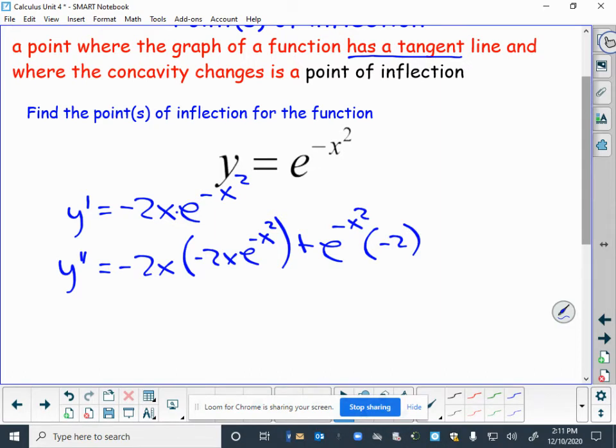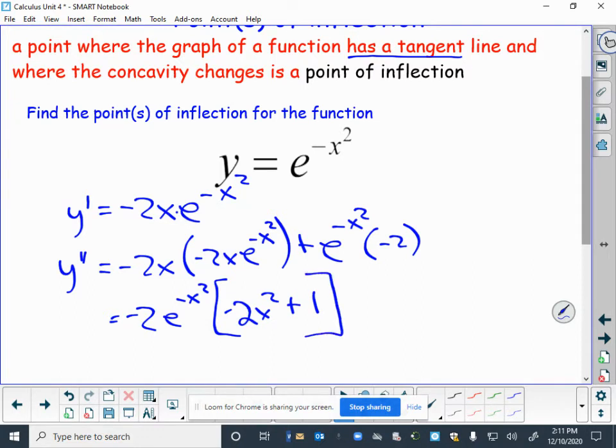And if we pulled out a greatest common factor here, I definitely have a negative 2e to the negative x squared that I can pull out. That's going to leave me on this one with still a negative 2 there and an x squared plus 1.